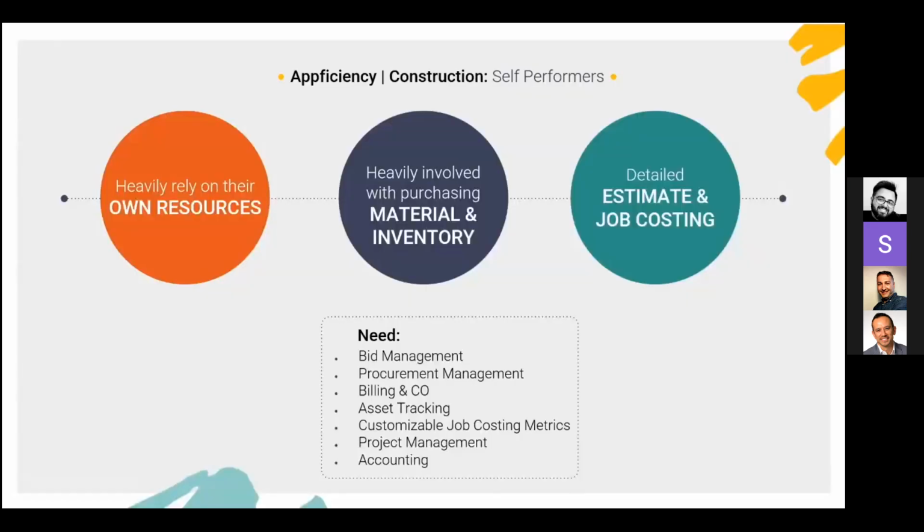Absolutely. So they would technically execute the project, right? They heavily rely on their own resources. They would be heavily involved with purchasing material and inventory, because that's the meaning of self-performing, right? You have your own crew and you purchase your own material to get the job done. And considering the amount of resources and activities that you have, you need to have detailed estimating and job costing in place to manage the entire project. Your example might be related to only a piece of work, which I would call a subcontractor, or it could be related to a general contractor who is managing the entire project from A to Z, but with a self-performing method, which means labor, material, equipment, your own resources technically.